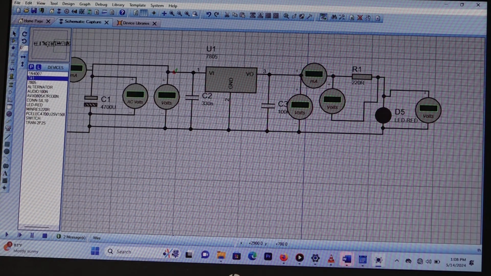Okay, so now it's time to congratulate you. You have done a great job to understand how to design or how to simulate a linear power supply and do the measurements. 1, 2, 3.